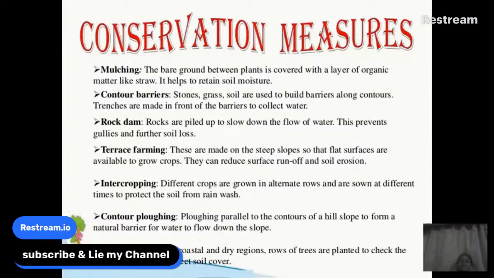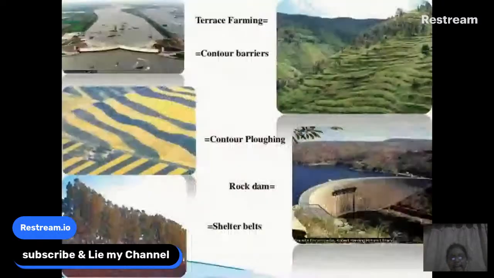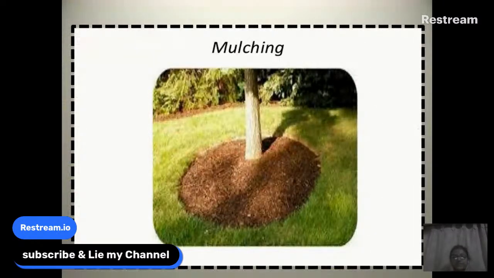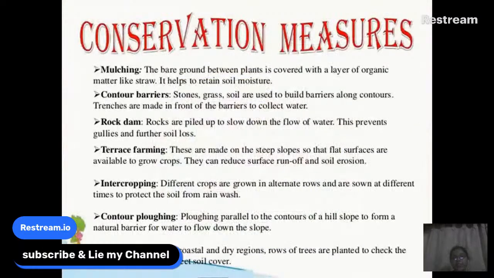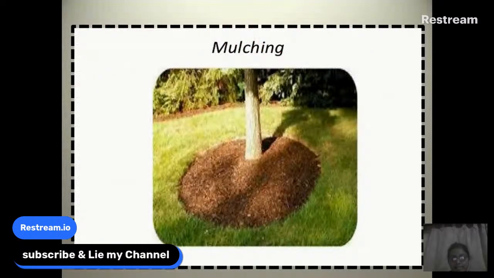The first conservation method here is mulching. Now, what does this mulching mean? Mulching means that the bare ground between plants is covered with a layer of organic matter like straw, and it helps to retain the moisture. I think I had a picture of this mulching. This is mulching. You see the bare ground between the plants is covered, and it helps to retain the soil moisture.